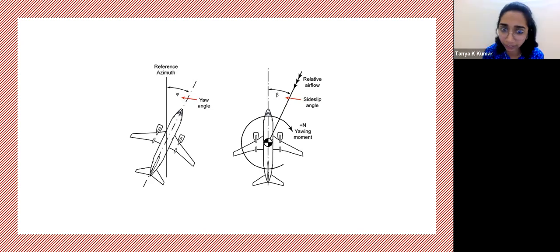Which two angles, ma'am? Yaw and sideslip. Yes. Ma'am, in the first figure, the plane has moved towards its... Yes, you're right. You continue.